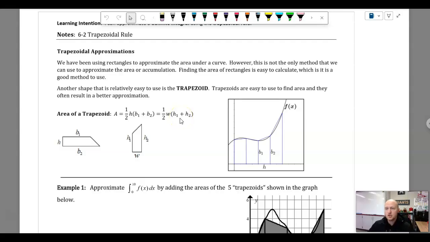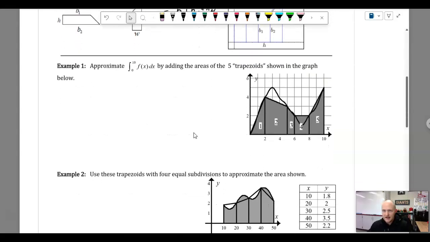So here's the formula generally that we use: 1/2 base times the two heights added together. Another way that you would see this is base times the heights, all of this divided by 2. Generally, that's the formula that we're going to use, and this will be very similar to Riemann sums. So let's go ahead and look at an example.